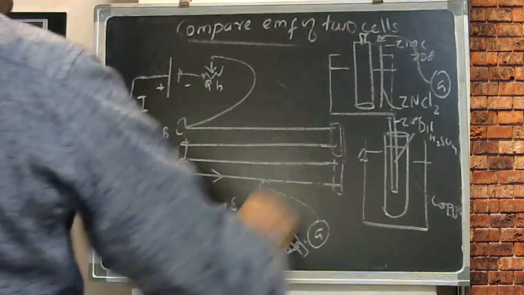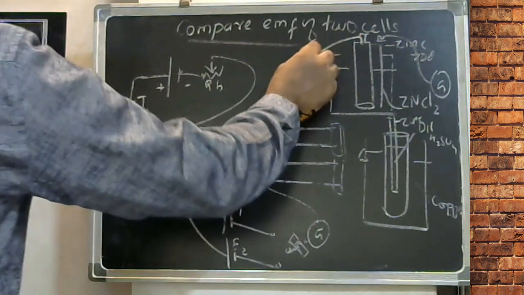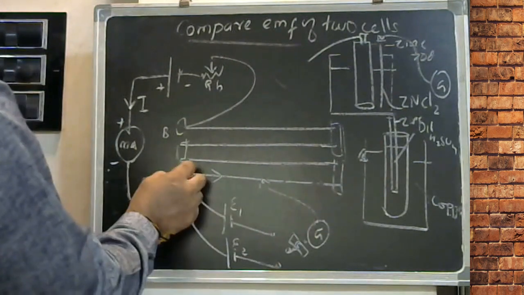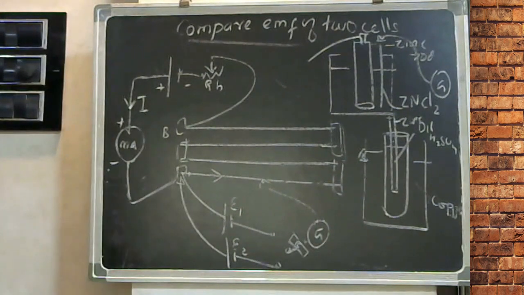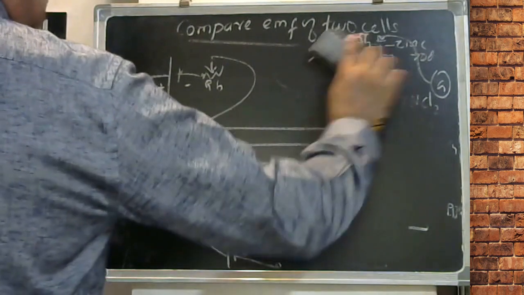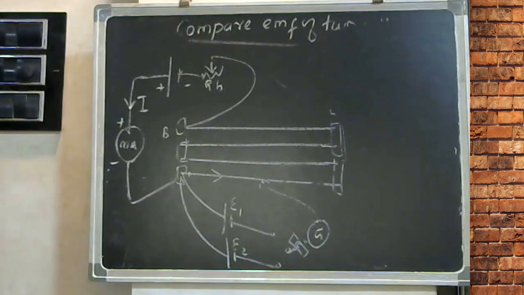Once again, the zinc rod should go to the galvanometer. The outside screw should go to the potentiometer, but the zinc rod in both cases should be going to the galvanometer. So that's the first thing you should know. You should not connect the other way around, otherwise you will not get the answer at all. Number one precaution is that.